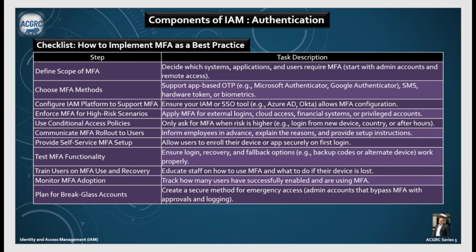Track how many users have successfully enabled and are using MFA. Now, this is a crucial point. You might have teething issues when you start, and this is where tracking how many failed matters more than how many logged in, because that is an issue you have to fix early on. Create a secure method for emergency access. You would need this initially, but eventually the usage of this method or backdoor should go away completely. Yes, you will have emergency cases, but that should be rare.